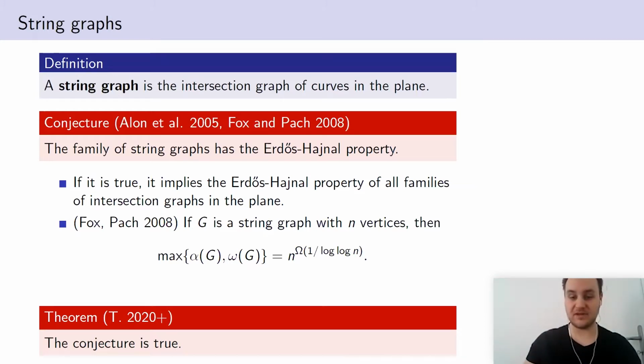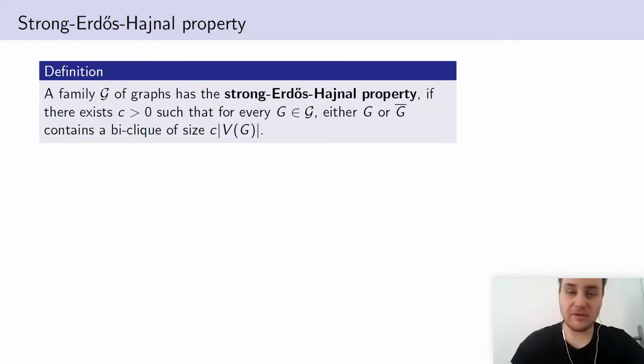Okay, so let's see the proof. Now, one idea of the proof is that, instead of the Erdős-Hajnal property, maybe let's try to prove something stronger. So maybe let's try to prove that it has the so-called Strong Erdős-Hajnal property. So what is this property? We say that a family of graphs G has the Strong Erdős-Hajnal property if for each member, either the graph contains a linear-sized biclique or its complement contains a linear-sized biclique. What's a biclique? Every time I say biclique, I mean a complete bipartite graph where both vertex classes have the same size.